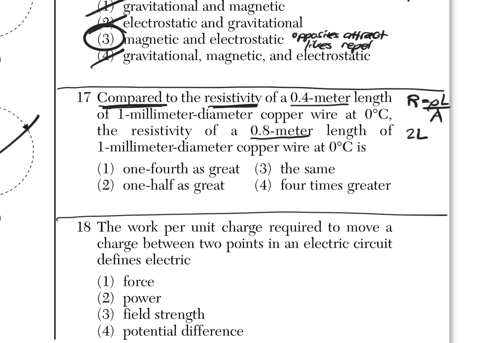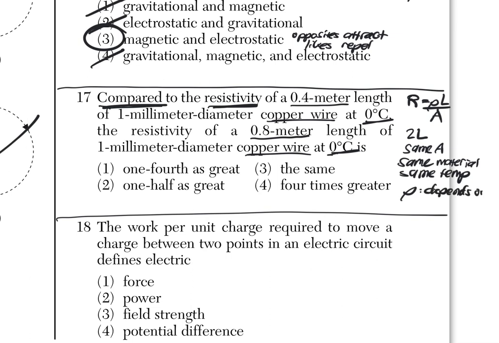And I have the same, this is 1 millimeter diameter, 1 millimeter diameter, so it's going to be the same cross-sectional area. And it says copper wire, and then it's copper wire, so it's going to be the same material, and 0 degrees Celsius, 0 degrees Celsius, same temperature. And I think that's all they tell us. Now, we know that resistivity, rho, depends on the material type and temperature.